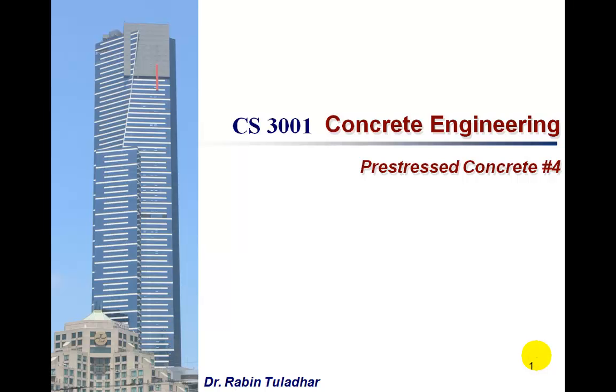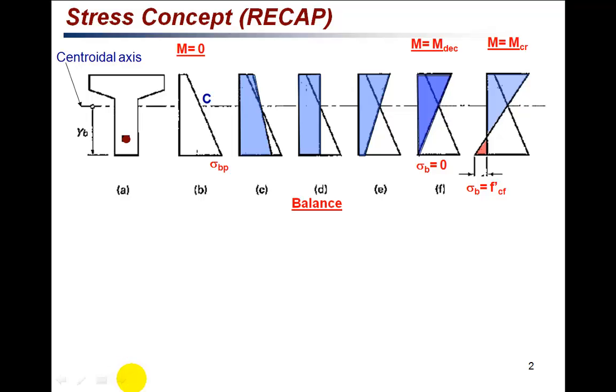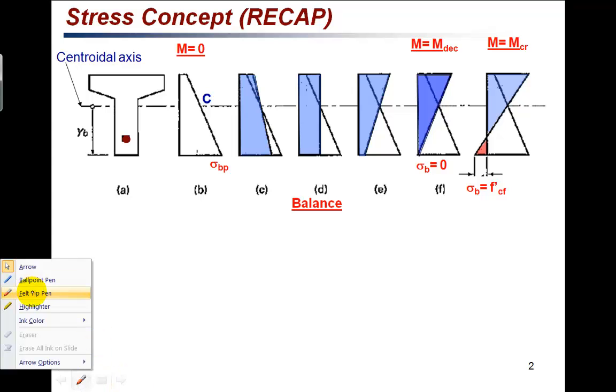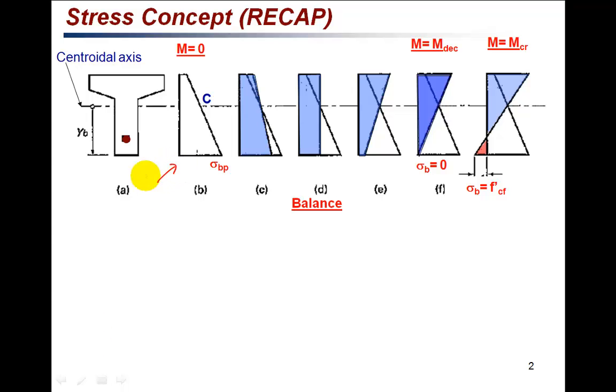Hi, in this lecture video, we'll be talking about the equivalent load method and how the load balancing method can be used for the design of the prestressed concrete beam. In the last video, we saw the different stages of the stresses in the prestressed concrete beam. The first one is the stress condition when only the pre-stressing force is being applied. And as you can see, there is a large compression stress at the bottom and a small compression stress at the top due to the pre-stress alone.